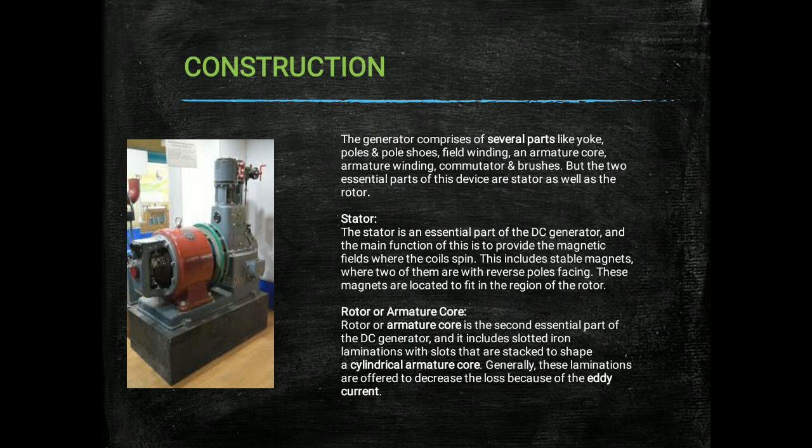There are several parts in a DC generator. These are the yoke, poles, pole shoe, field winding, armature core, armature winding, commutator, and brushes. But the main two parts are the stator and rotor. One is the static part, another is the rotating part. The stator is an essential part of a DC generator, and its main function is to provide the magnetic field where the coil spins, or where the armature is rotating between the two magnetic poles.